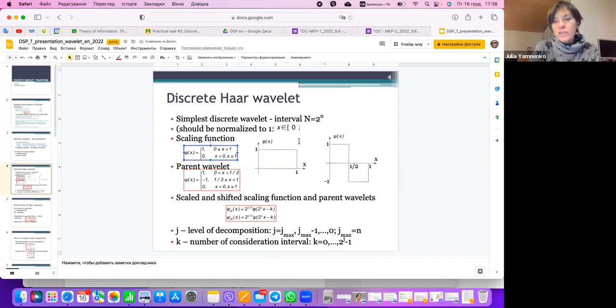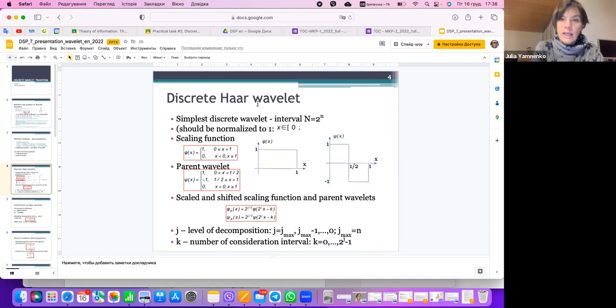So it is the scaling function, and this scaling function is always the same. For any wavelet, the scaling function will be the same. It will be a function that is equal to 1 on the unit interval. But the second function will be different for different wavelets.